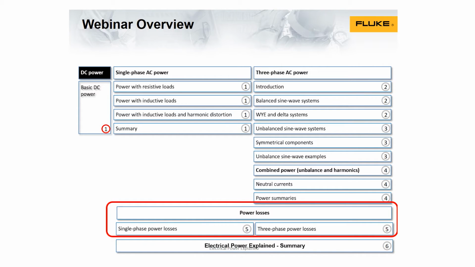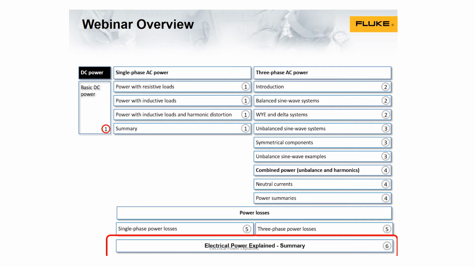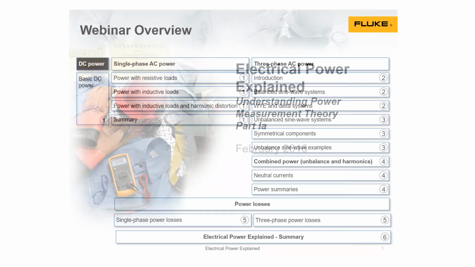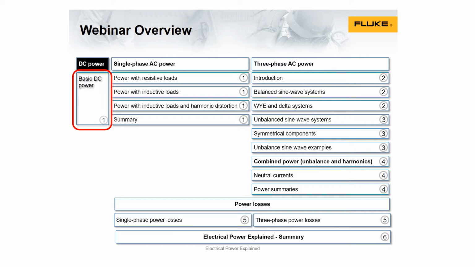Power losses are explained in Part 5, with a focus on the Joule effect or losses by heat. We will also have a look at the energy loss calculator that gives insight what currents bring on these losses. Part 6 will give a summary of the theory that was explained in the previous parts. Electrical Power Explained, Part 1. In this part, we discuss DC power and single-phase AC power. We will go over power in resistive loads, inductive loads, and we will introduce distortion by harmonics.